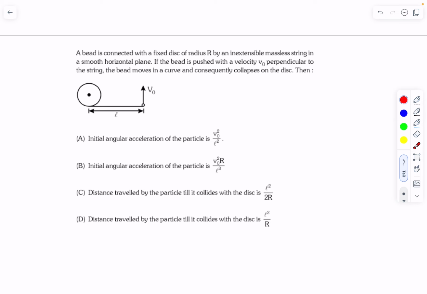Okay, so pause the video and give this problem a try, guys. Then check out the solution.